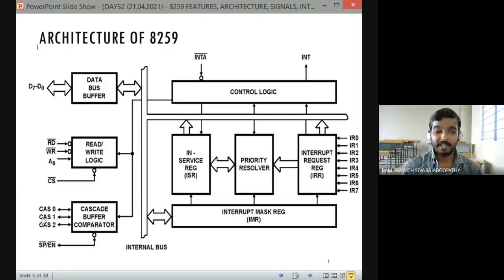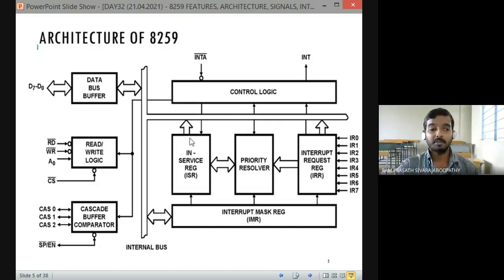When we are going for cascade mode operation, these 3 pins are connected to the 3 pins of all the slaves. If I consider this as a master, the CAS0, CAS1, CAS2 pins of this master are connected with all the slaves, so that whenever an interrupt from a slave occurs, the master can know from which slave it is having the interrupt. I'm not going to take much time on this block. It is used for cascade mode, but in our theory course we are going to concentrate only on single mode operation. Okay, fine.